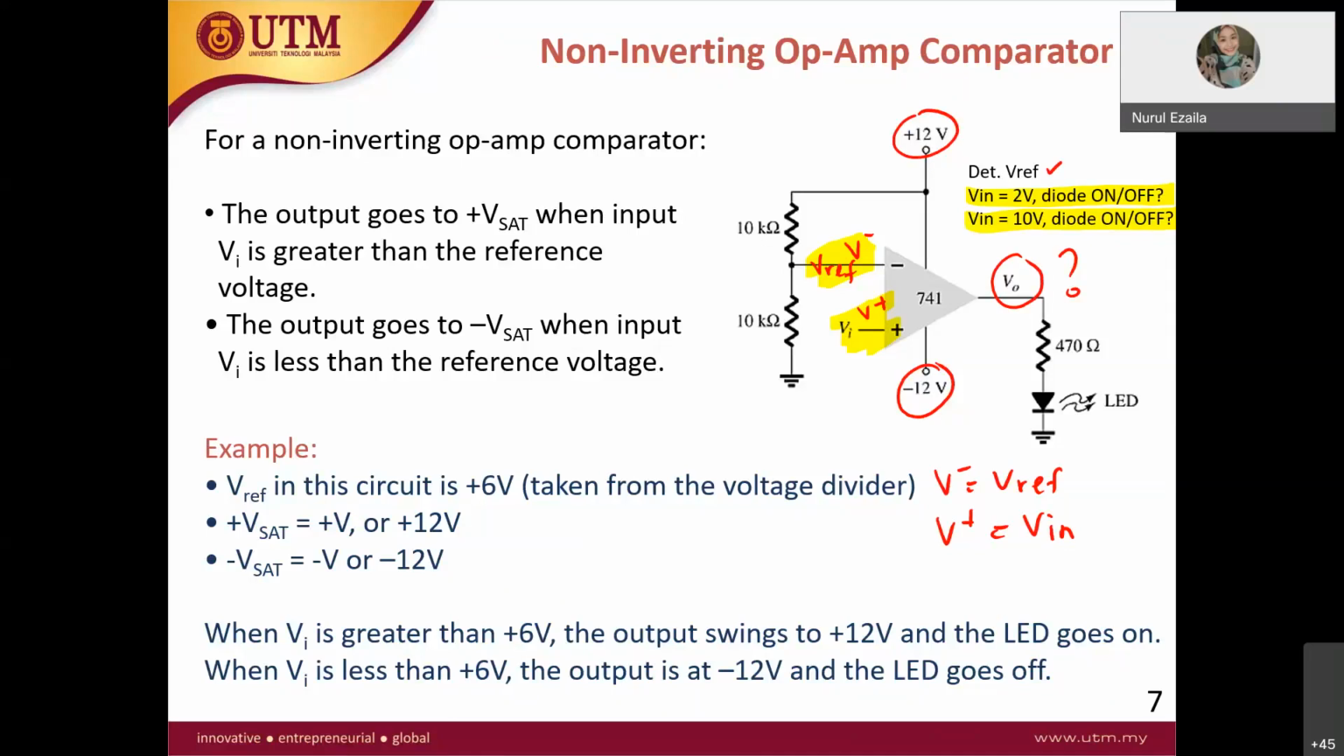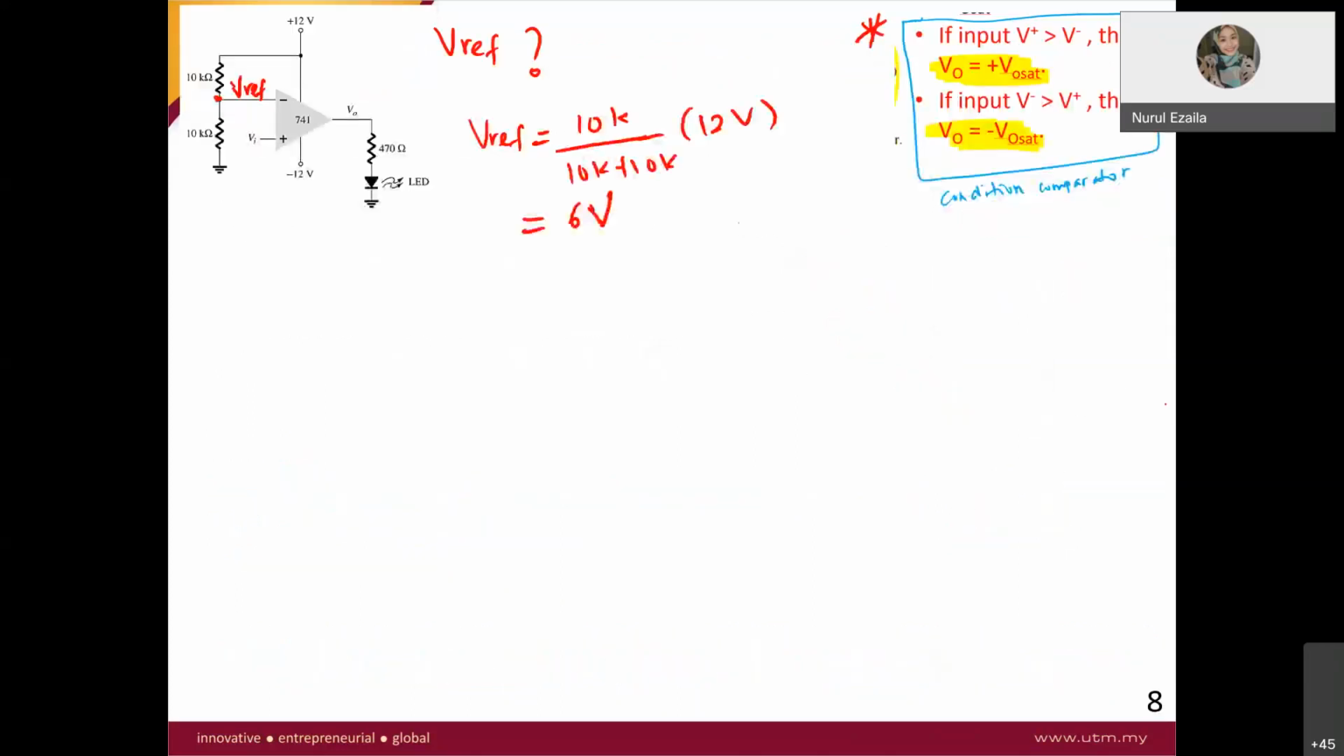So in order to determine what V out is equal to, you have to apply this table, this one where I highlight here, put a star here. So let me write again. V minus equal to the V reference, and V plus equal to the V in. What is your V in? So let's take an example for V in 2 volt. What is the V out?